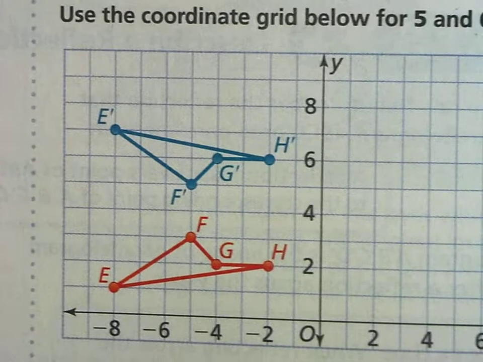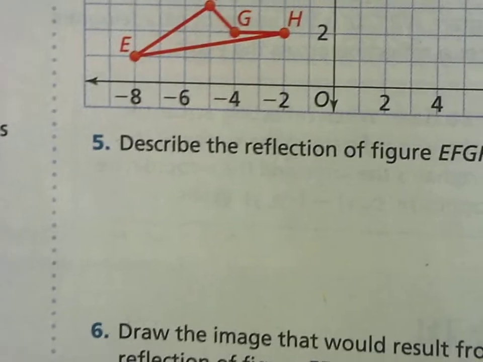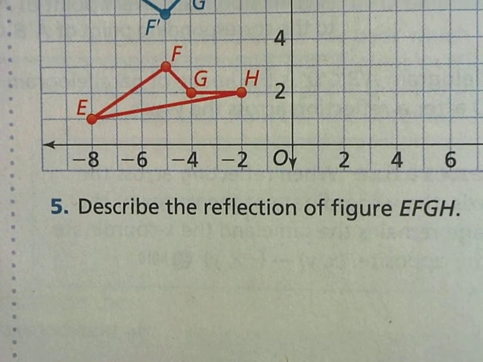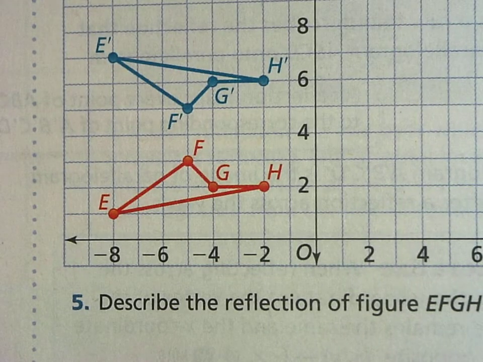Let's take a look at number 5 on page 306. It says use the coordinate grid below for numbers 5 and 6. Okay, so now it says describe the reflection of figure EFGH. When you're asked to describe the reflection, they're asking what was the line of reflection? What line was it reflected over?